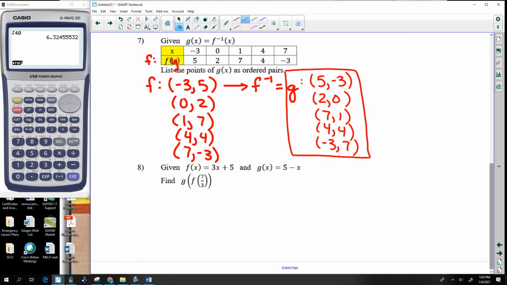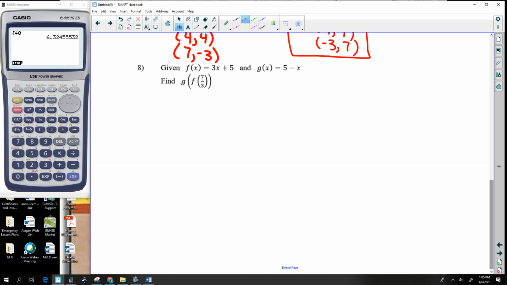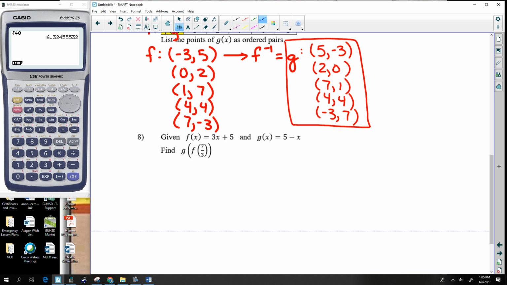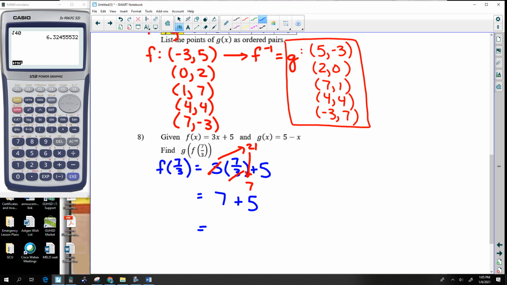All right, fractions. Top numbers multiply, bottom numbers divide. We'll see if we need to know that. Top numbers multiply, bottom numbers divide. All right, so the first thing that I need to do is find the f of 7/3. So f is 3x plus 5. So 3 times 7 is 21. 21 divided by 3 is 7, or I can see that there's a multiplication division. So this is ultimately 7. So this is 7 plus 5, which is 12.